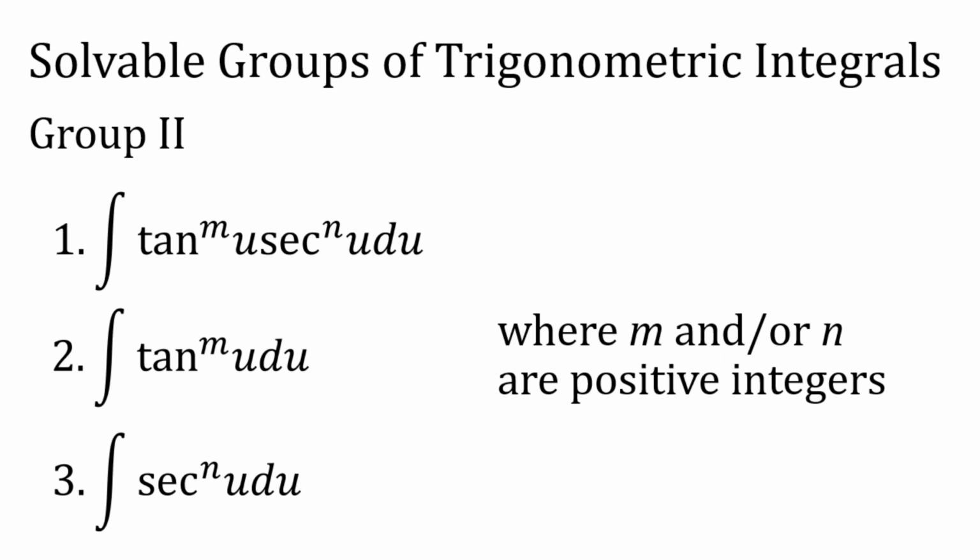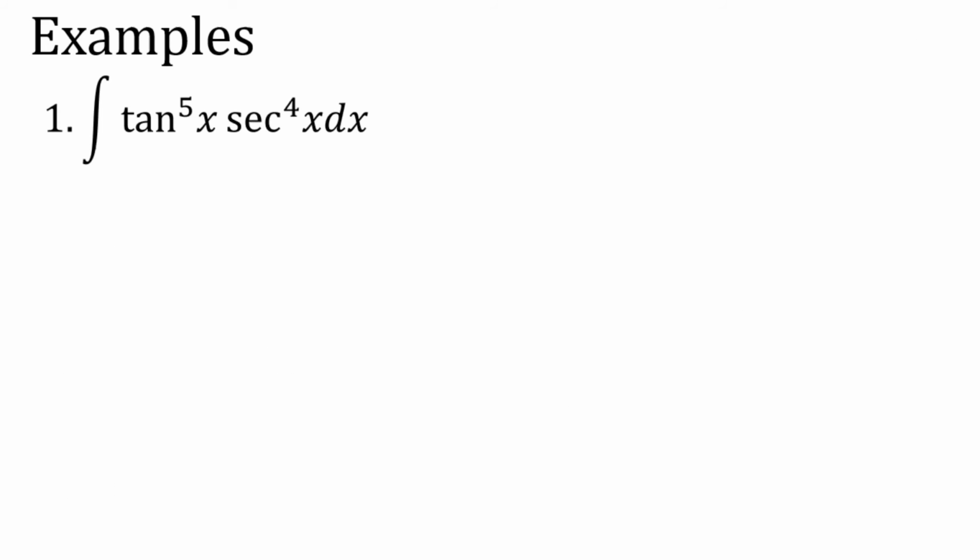Now let's have the solvable groups of trigonometric integrals, group 2. So we have here tangent and secant. For example, number 1, let's have the integral of tangent to the 5th x, secant to the 4th x dx.